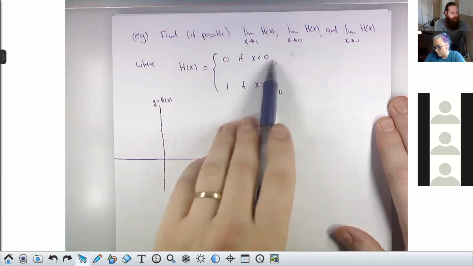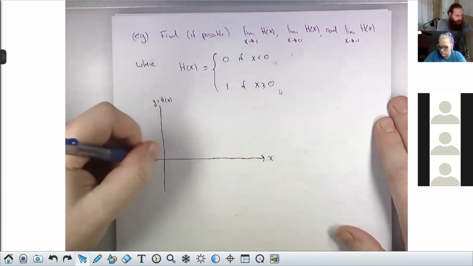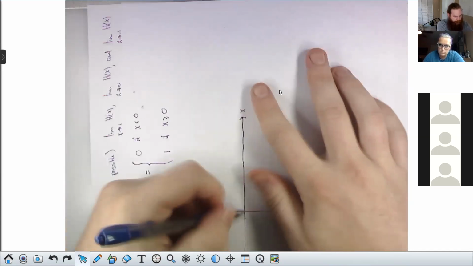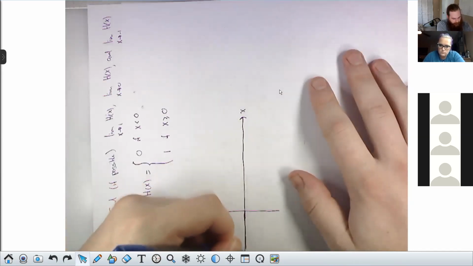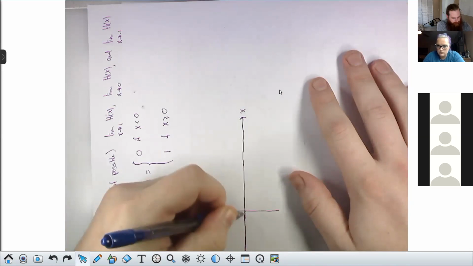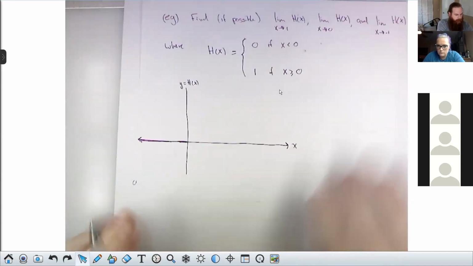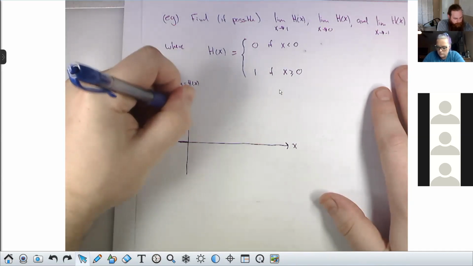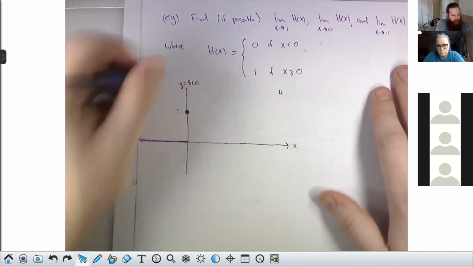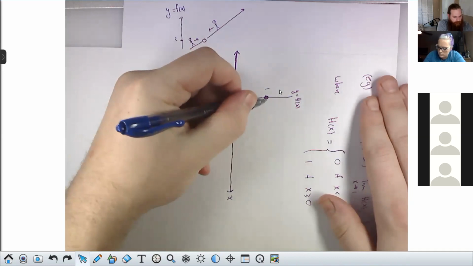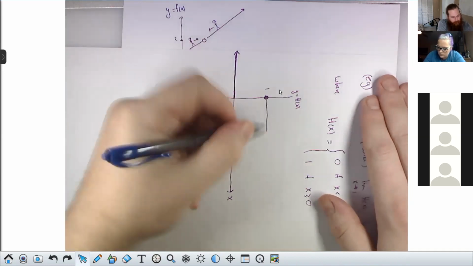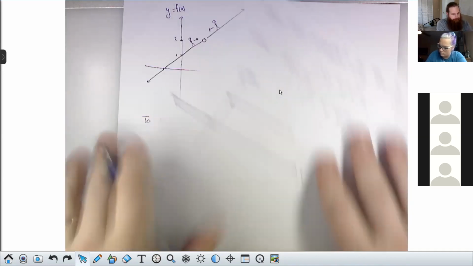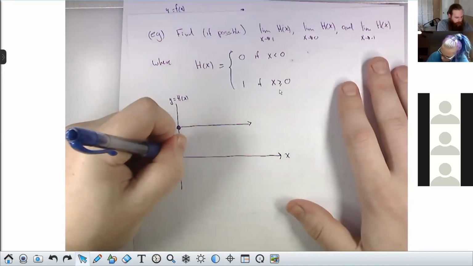So this piecewise function, it's 0 if x is less than 0. So it's down here, for all x less than 0. And then it's equal to 1 if x is greater than or equal to 0. So you've got a filled in point here, and then it's constant function y equals 1 everywhere to the right. And this guy down here, he's open.